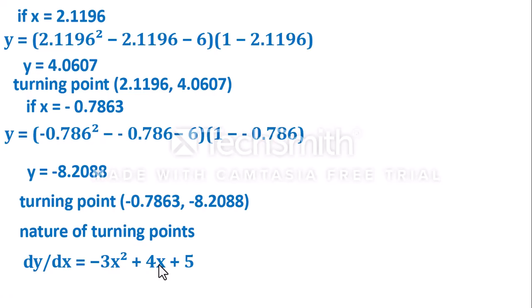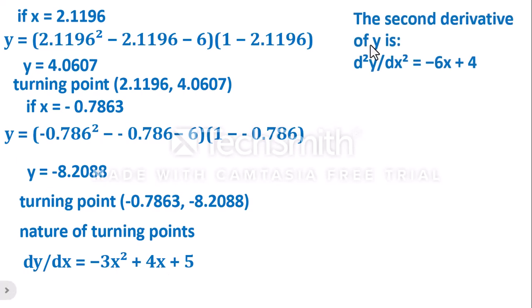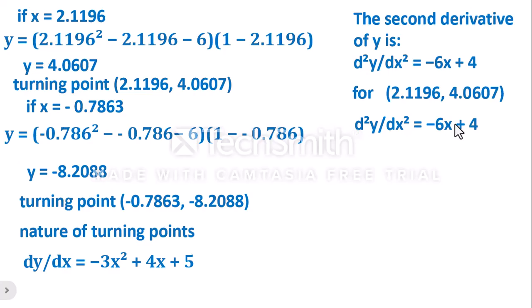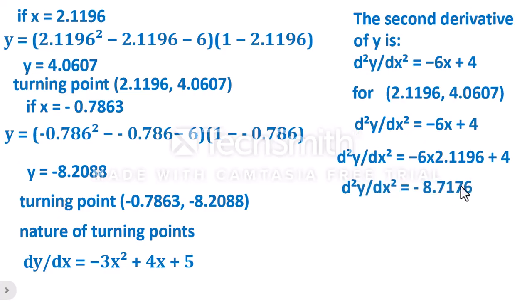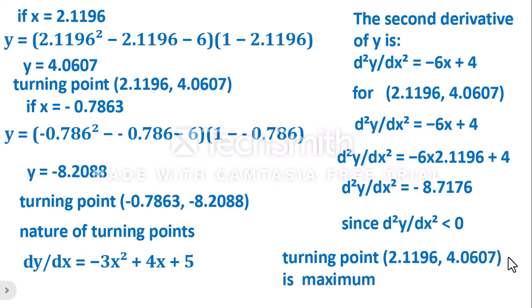Nature of turning points. dy dx equals negative 3x squared plus 4x plus 5. The second derivative of y is d squared y dx squared equals negative 6x plus 4. For turning point x equals 2.1196, d squared y dx squared equals negative 6 times 2.1196 plus 4. d squared y dx squared equals negative 8.717. Since d squared y dx squared is less than 0, the turning point at 2.1196 is a maximum.